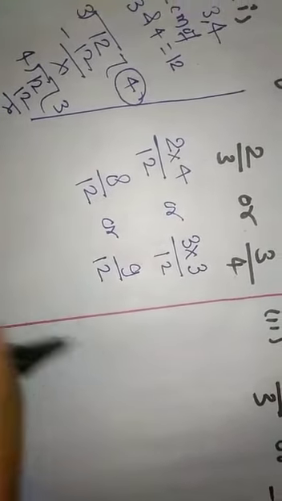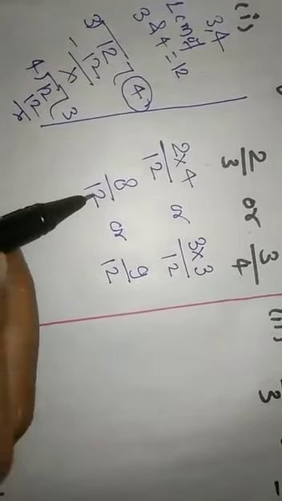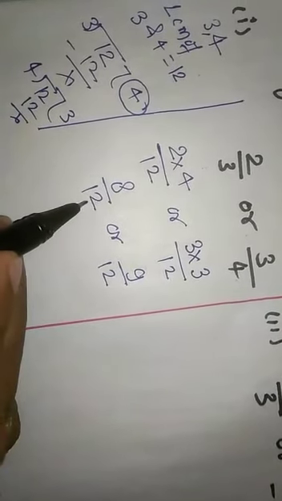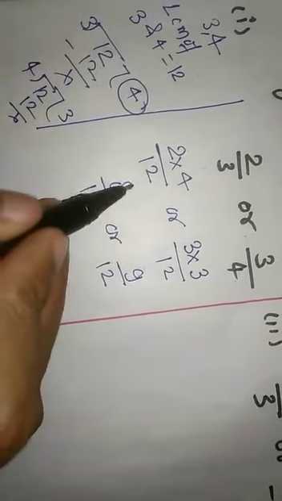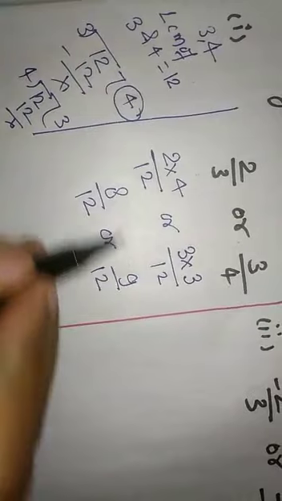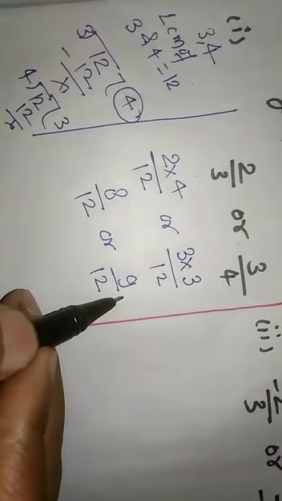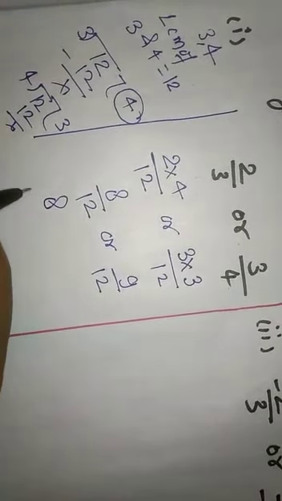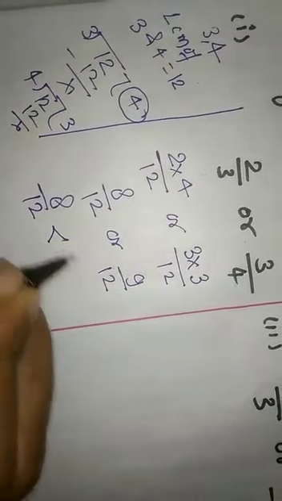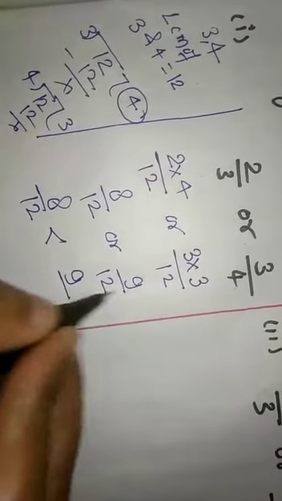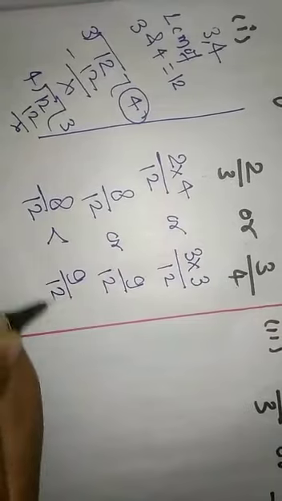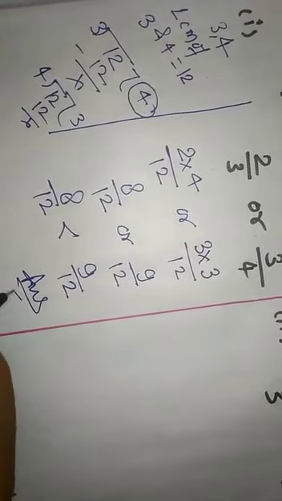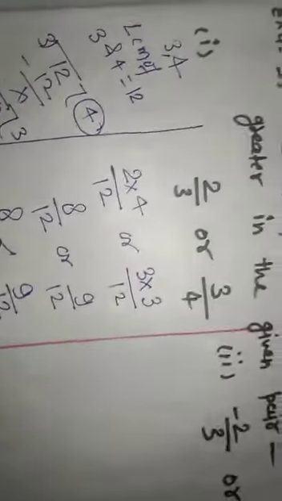Now it is easy to find the greater number. First check their denominators. The denominators are the same. Now check their numerators. Which numerator is greater? 9 is greater. So this rational number is the greater rational number. This is your answer. It's so easy.